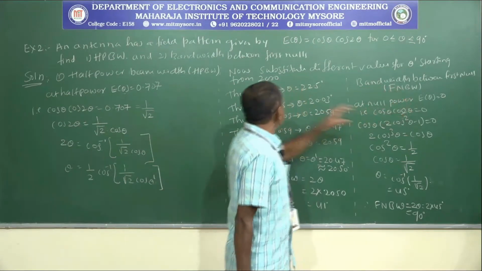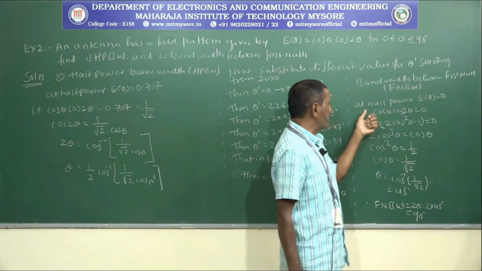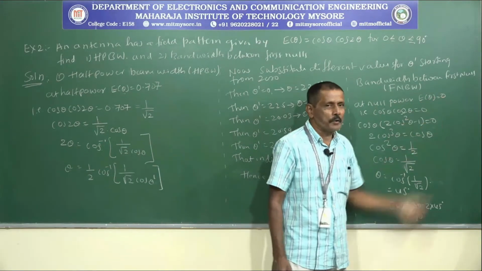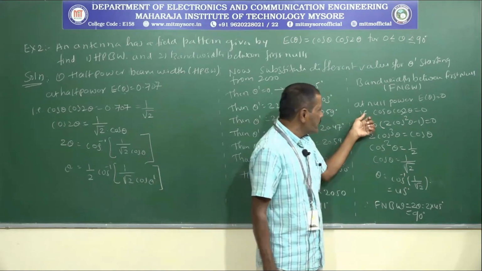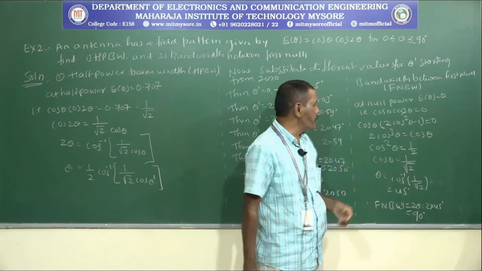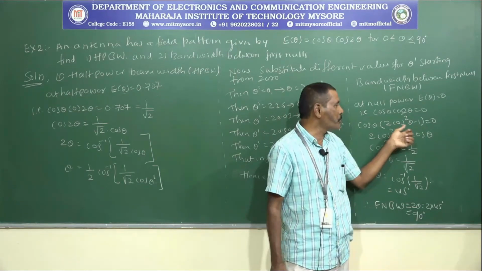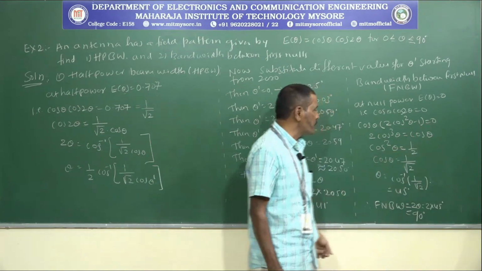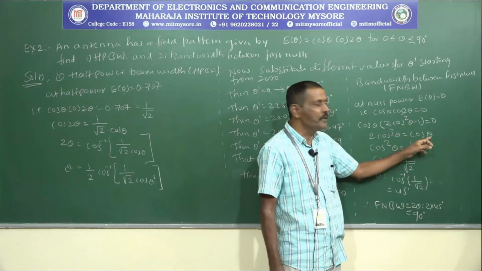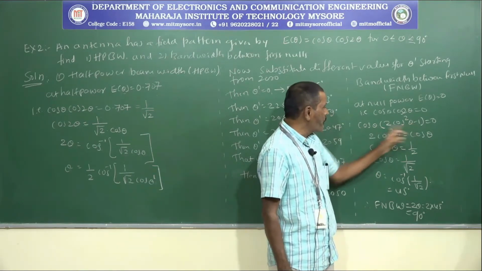Now, the second parameter I have to calculate is the bandwidth between the first nulls. At nulls, E theta is equal to 0. That is, cos theta cos 2 theta is equal to zero. Therefore, cos 2 theta you can write in the form of 2 cos square theta minus 1, and that is equal to 0. If you multiply this cos theta into this bracket, you will get 2 cos cube theta minus cos theta.